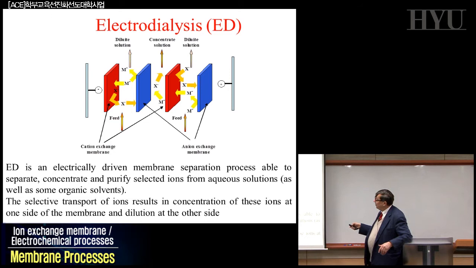Today we are using this system to produce water. You can remove salts from the seawater just using this concept. So these ions are going to one side and the other, and you just accumulate the ions in this compartment.